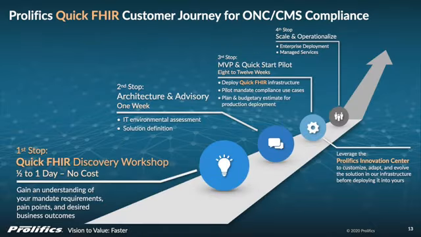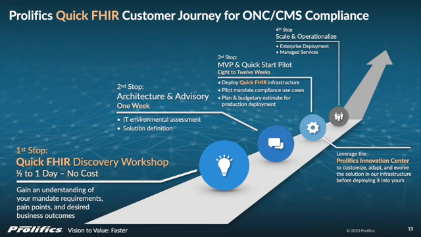So let's take a look at the Prolifics customer journey as it applies to QuickFire for ONC CMS mandate deployments. The Prolifics customer journey is a 4-phase process that begins with a half to 1 day QuickFire discovery workshop. In the QuickFire discovery workshop, our FHIR integration and data experts will sit down with your team at no cost to you. We'll discuss your mandate requirements, your desired business outcomes, as well as going over your existing IT landscape. We'll map those to a plan that shows what moving forward with a QuickFire deployment would look like.